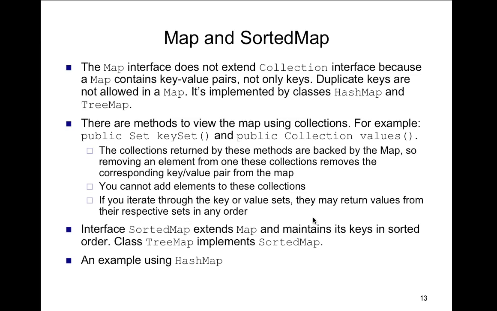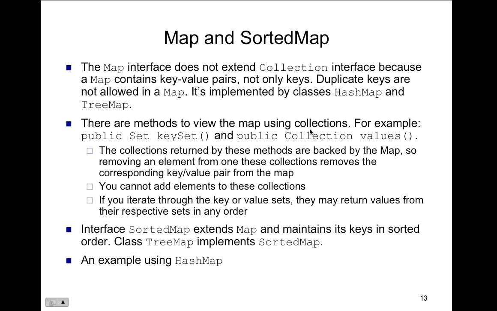And now this is where everyone wakes up. Oh, map, sorted map. Oh, that's like assignment number 3. So the map interface does not extend collection. The interface becomes a map, which contains a key and a value. So think of it as a mapping dictionary, key value, not only keys. Duplicate keys are not allowed in a map. It's implemented using a hash map and a tree map. Our assignment is going to use a hash map, I believe, if I remember that correctly.